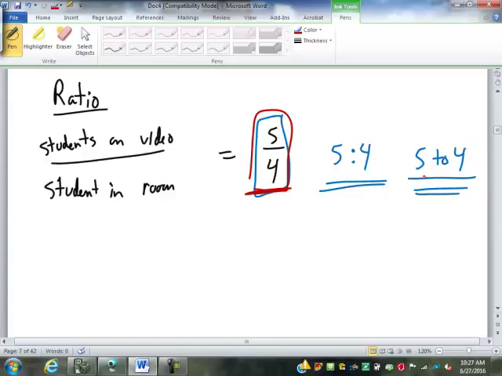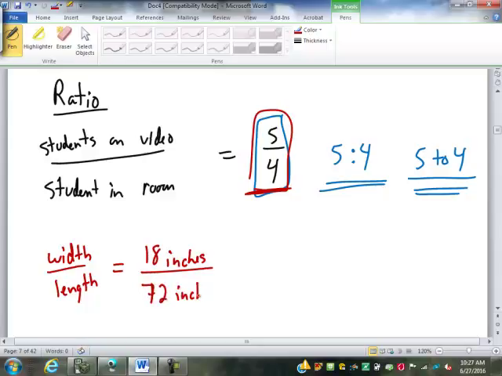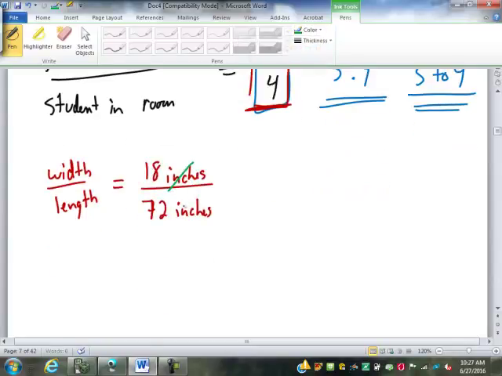But like a fraction, there are other things that I can do with it. For example, if I look at the folding tables in this room, let's do a width to length ratio. The width of these tables is 18 inches, and the length, 6 foot, would be 72 inches. And just like any other fraction, I can cancel out the common name of inches, and both 18 and 72 can actually be divided by 18, which gives me 1 to 4.